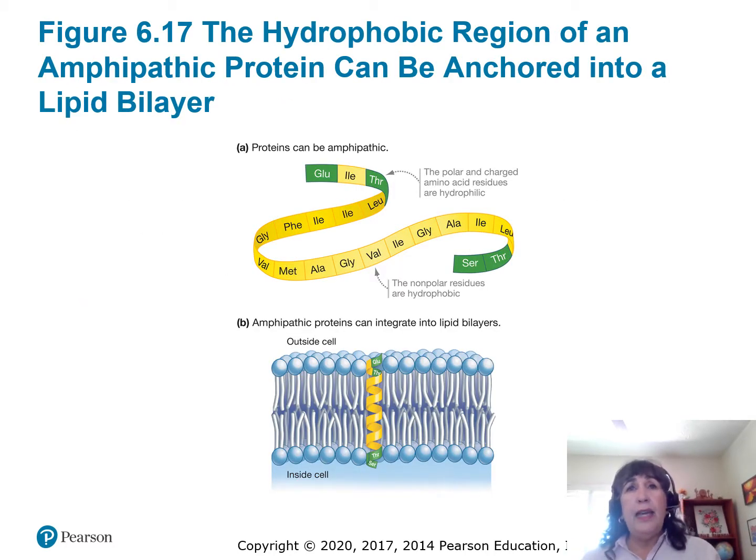Here you see in yellow and green those regions that are amphipathic, those regions that are water loving, and those that are water hating. So if it's green, it's water loving, and they're going to be facing the outside. If it's water hating, that means hydrophobic, and they'll be on the inside of the phospholipid membrane.